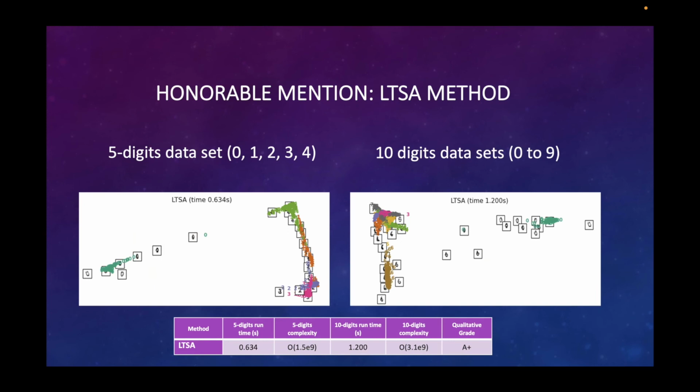The next one is our honorable mention. It's the LTSA method. LTSA is not technically a variant of LLE, but it's so similar to LLE that it can be put in this category. The performance quality of LTSA is very close to MLLE and HLLE. However, it runs much faster on the 10-digit dataset, as you can see. Hence, in our problem, it's preferred to MLLE or HLLE all the time.